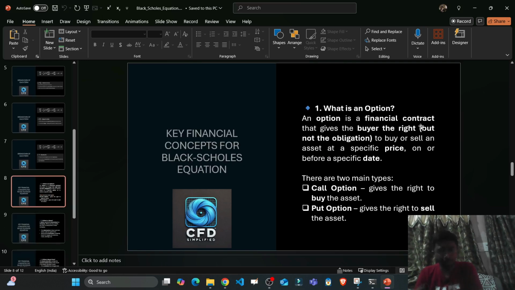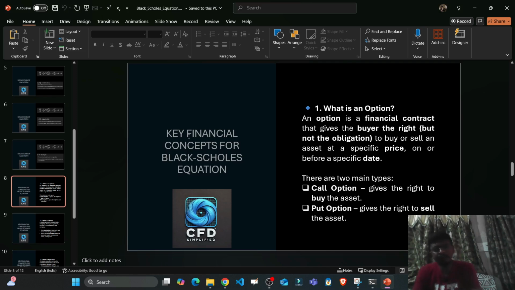All right. Now let's move on to the key concepts for the Black-Scholes equation. Like I've told you, you have seen option is there, stock is there, volatility is there. So what does that mean? Let's discuss that part. So what is an option? An option is a financial contract that gives the buyer the right, but not the obligation, to buy or sell an asset at a specific price on or before a specific date.